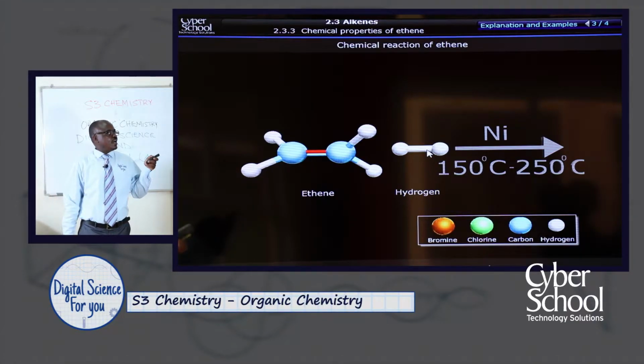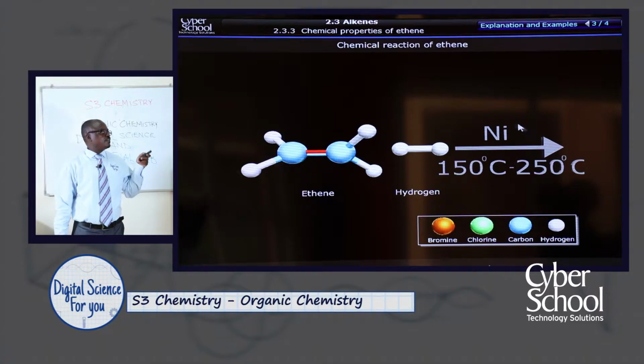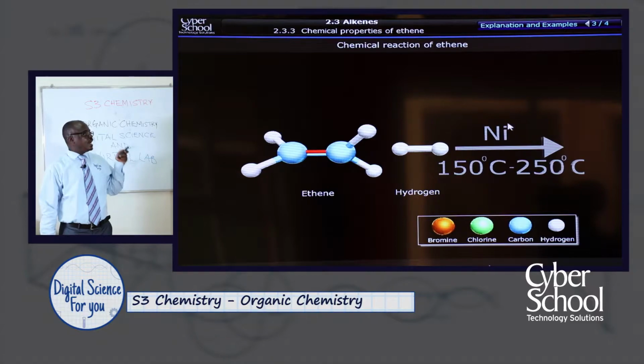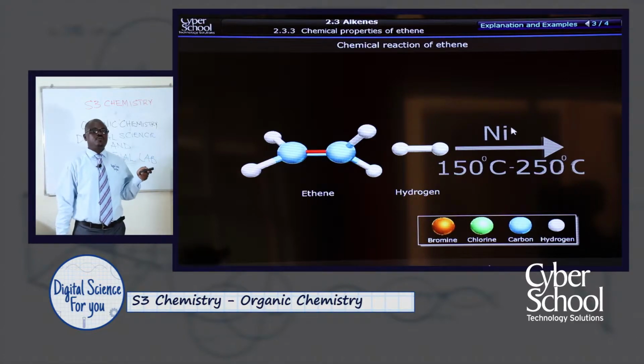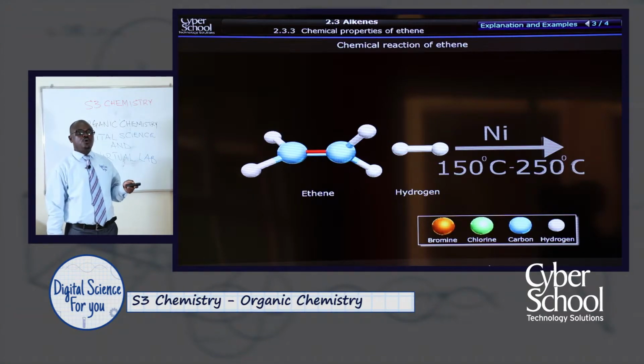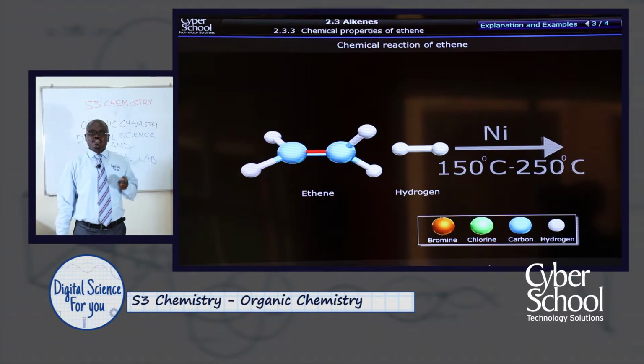Now, under the arrow, we have 150, 150, 250. That means the temperature required for this reaction to take place. Then Ni is the symbol of an element called nickel. It is one of the transition metals. As you can remember from senior 2, transition metals are catalysts. So it is catalyzing this reaction.